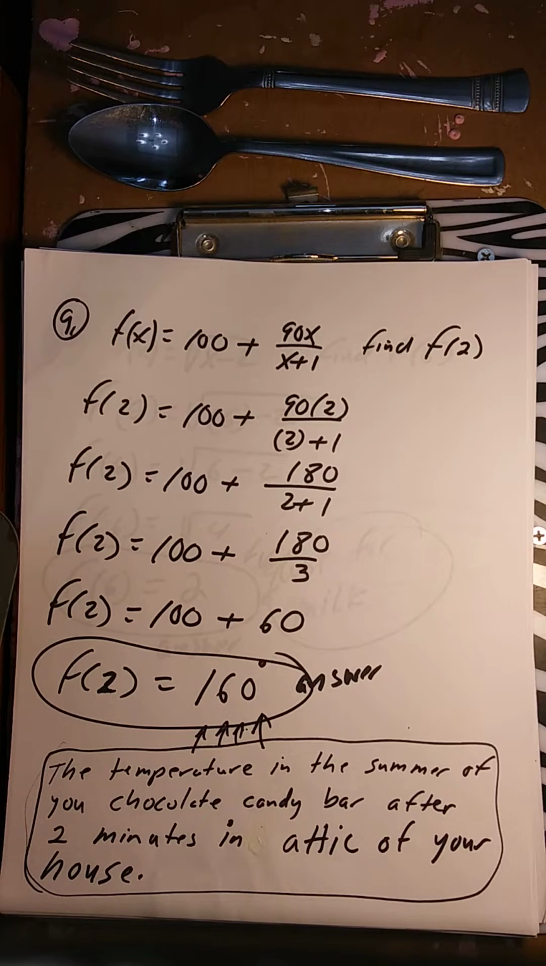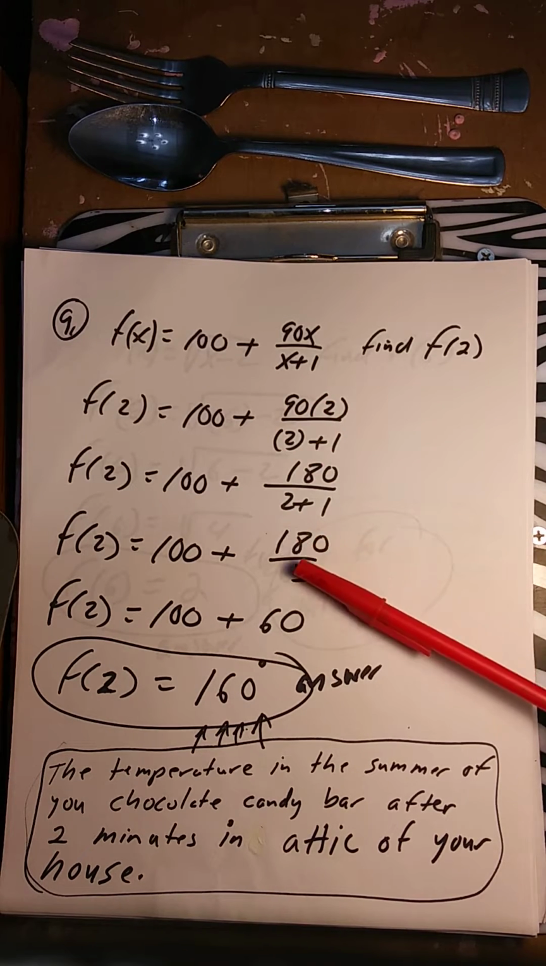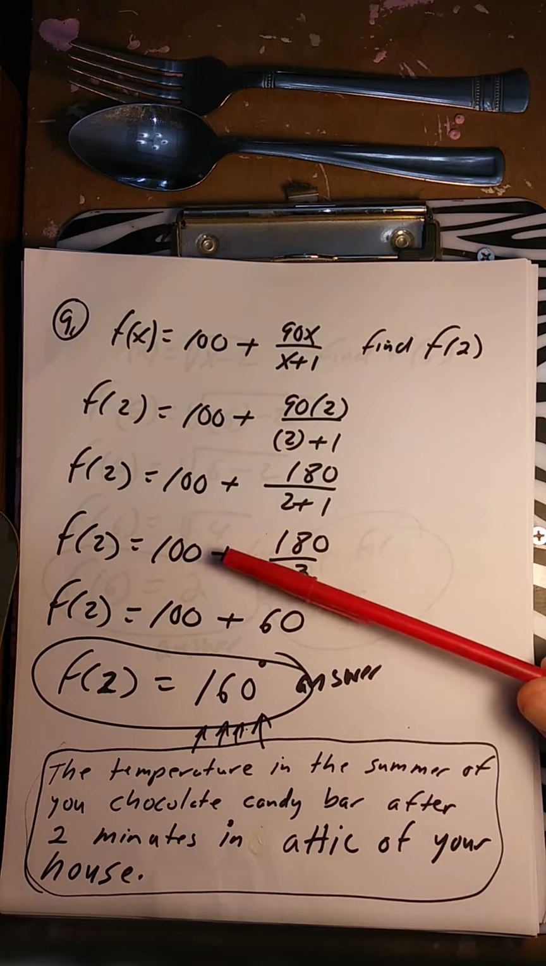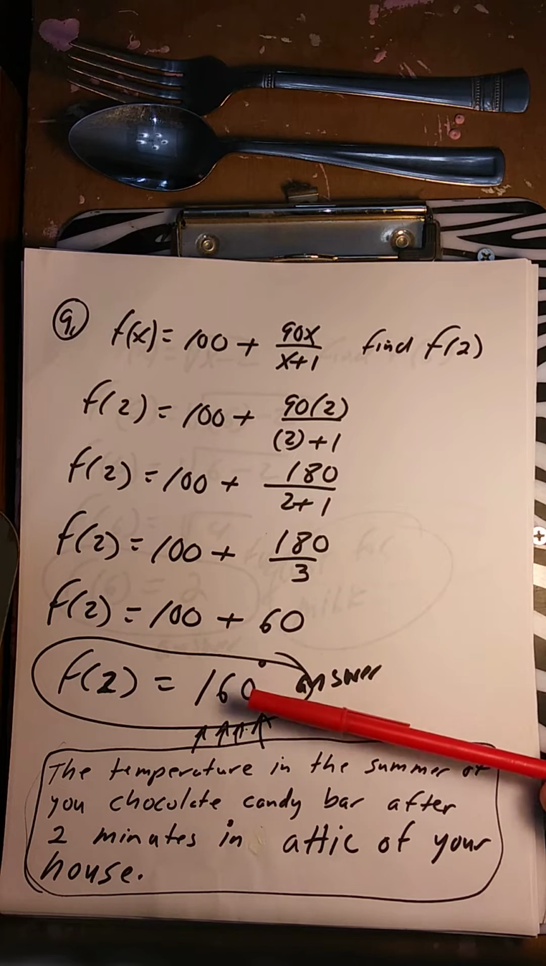All right, so let's evaluate this one too. This function, f of 2, put it in there, 2 for the x. Well, that times that is 180, and 2 plus 1 is 3. So this divided by this, first order operation, don't add but divide. So divide this, you get 60, plus that, 160.